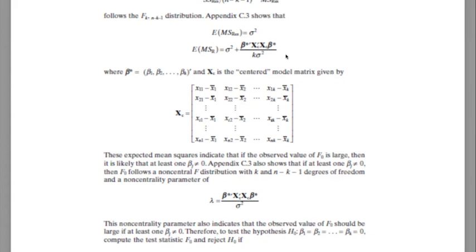And so that is why we're looking for large values of the test statistic F-calc to lead us to rejection, because large values of F correspond to the alternative hypothesis being true. So that is what they're talking about here on this slide. They're also giving us a little bit of information about the non-centrality parameter of the F statistic in the case that the alternative hypothesis is true.